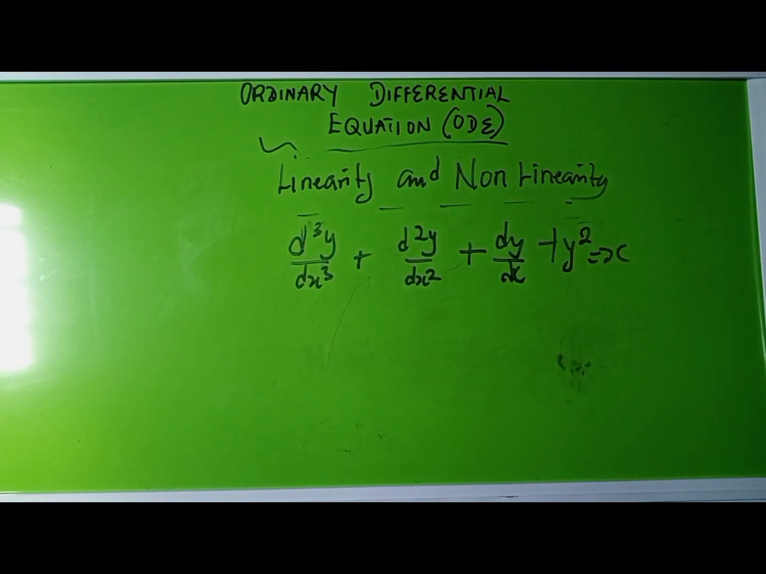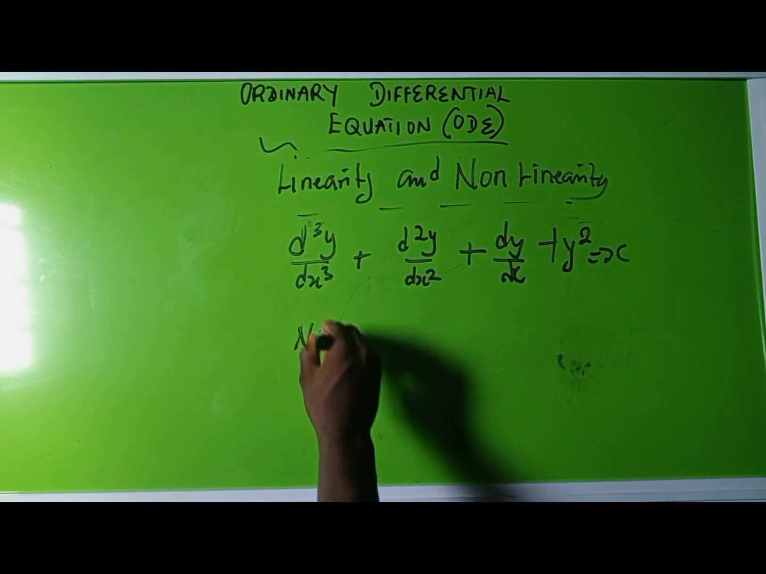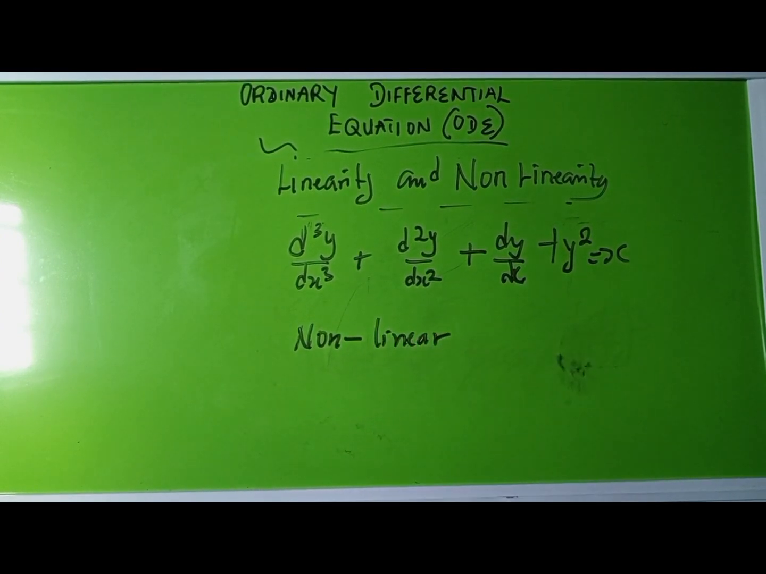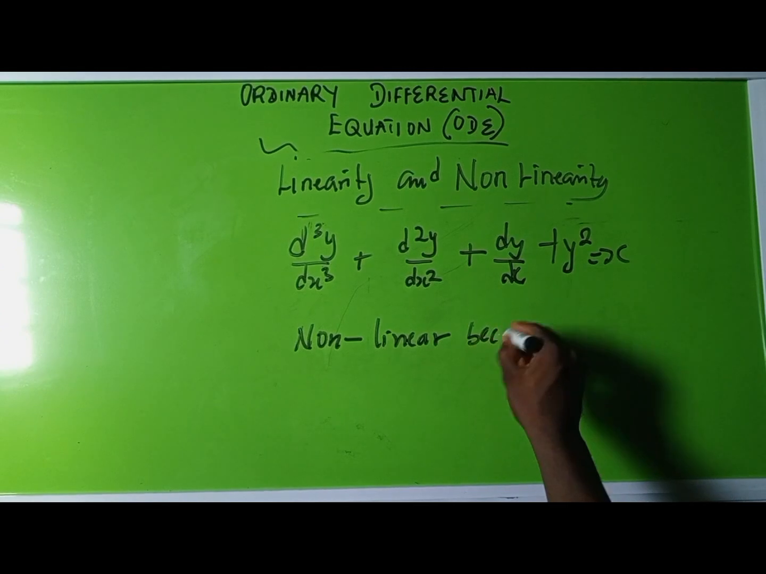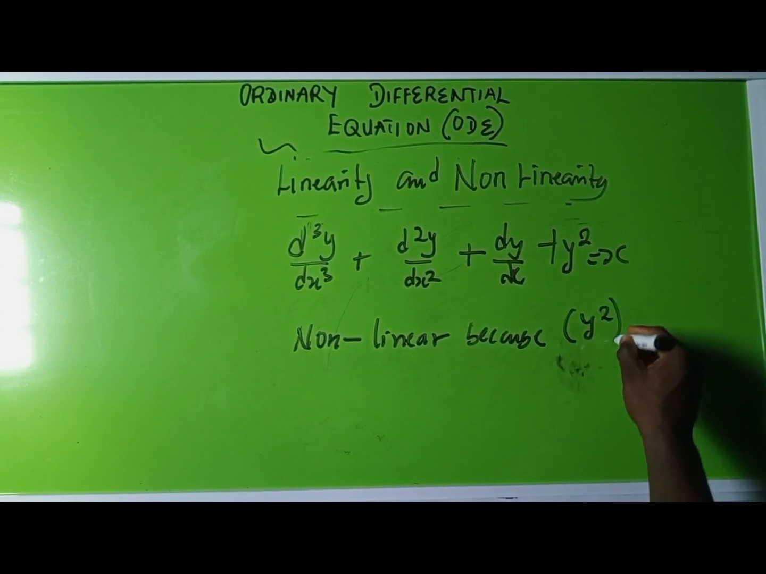Now, looking at your equation, is the equation linear or non-linear? Our equation is non-linear because we have a product of our dependent variable. The equation is non-linear. Why? Because of y squared.